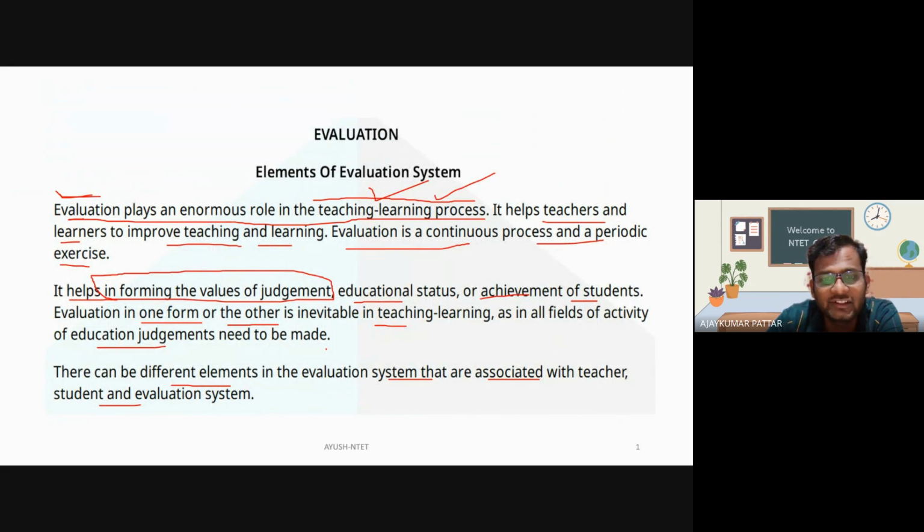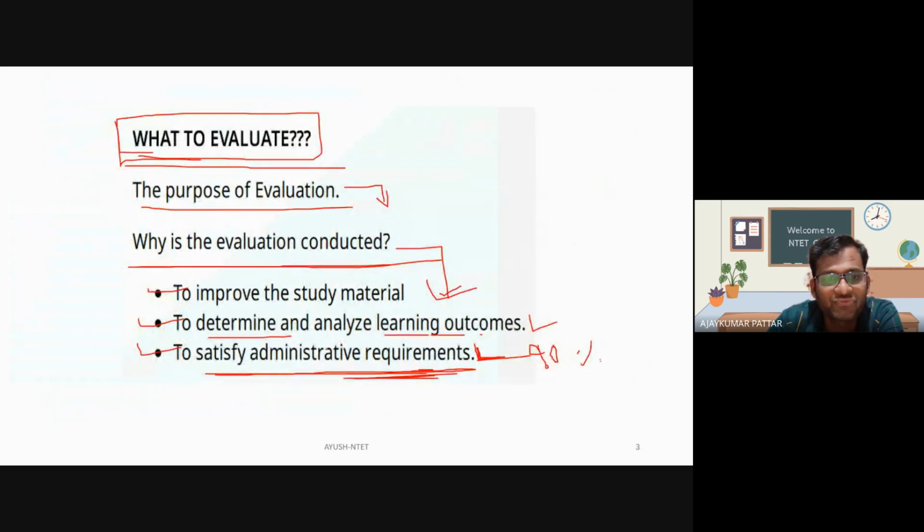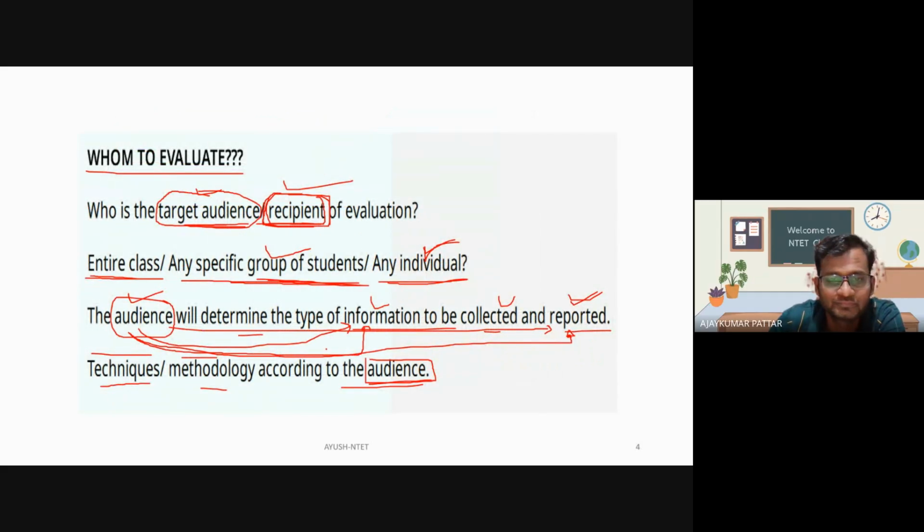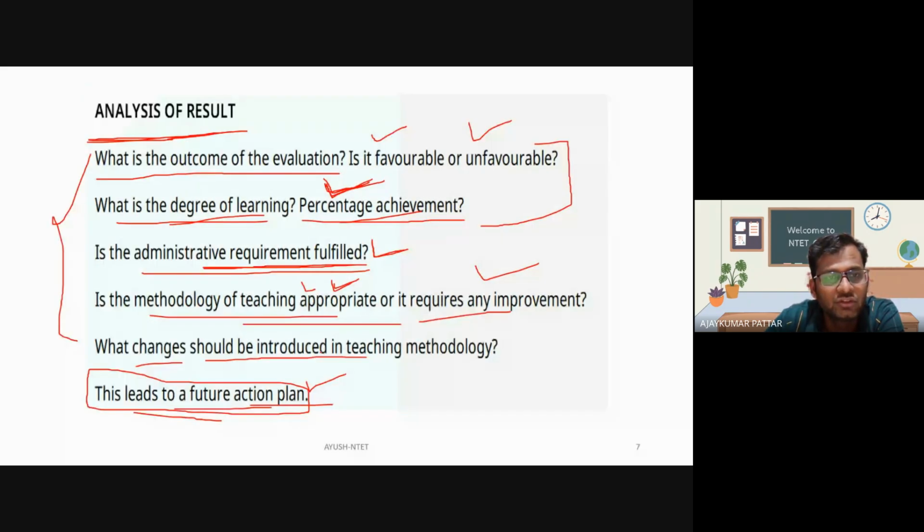Elements of evaluation system. Hello. Yes, sir. Hello. Okay.